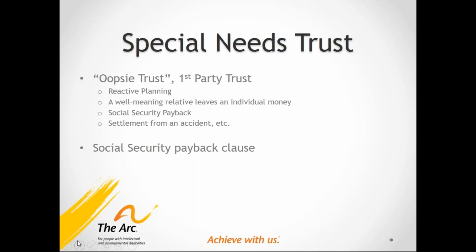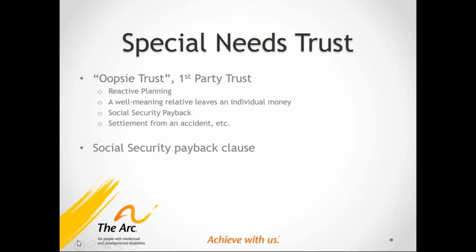We affectionately refer to this trust as an oopsie trust. It's for primarily reactive planning. So a special needs trust would happen in a situation in which your child gets a payback from Social Security, or they get a settlement from a court case or an insurance claim. So your child suddenly gets this lump sum of money and you say, oh, no, you can't have that much money because you can't have more than $2,000 in the bank. Otherwise, it will affect your benefits. You want your child to have this money, to have access to it, but they just can't have it directly in their name. That's why we call it an oopsie trust.